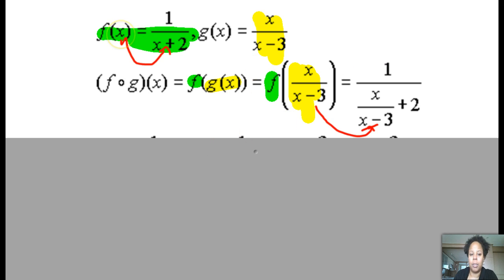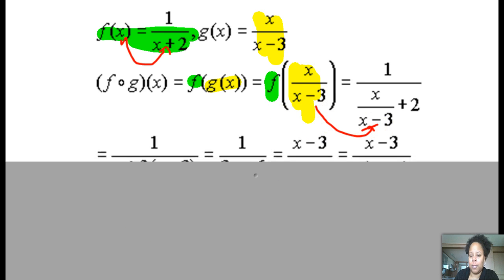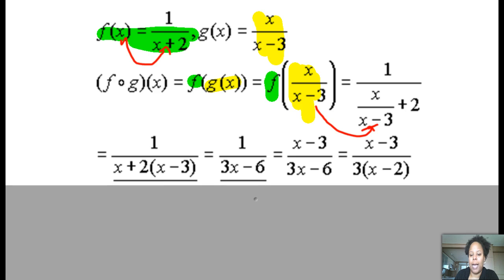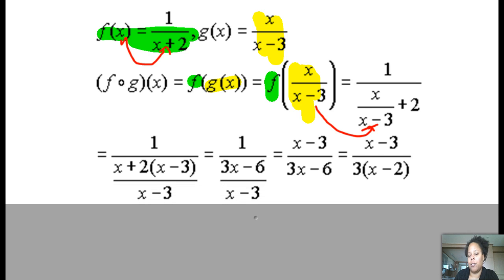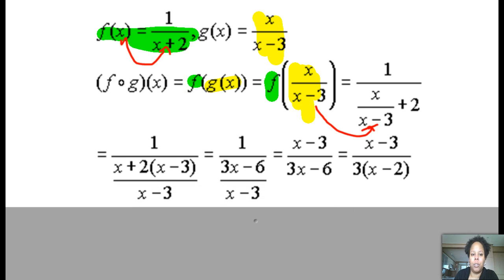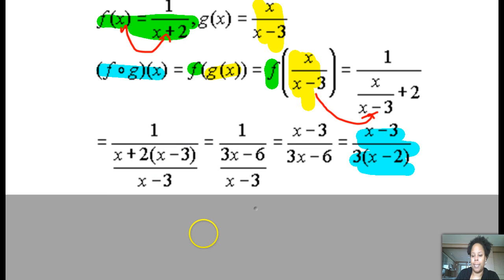I replace the input for the outside function with the output of the inside function, which is exactly what I did here. And then the rest is a result of simplifying using algebra to get a simplified answer. And my simplified answer, as you can see, is this. This function is the same as the composite function f of g of x. Let's take a look at another example.